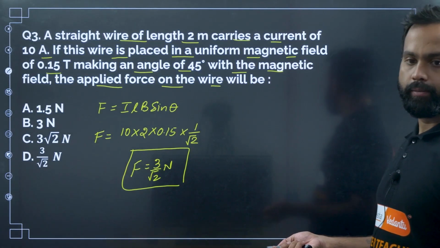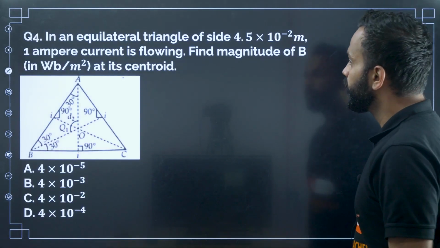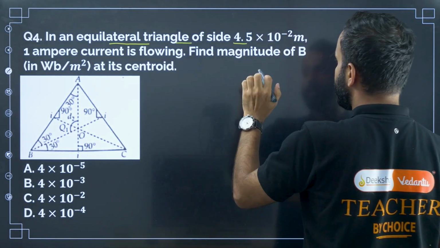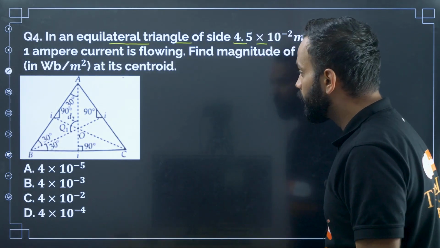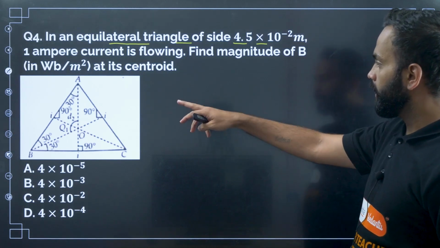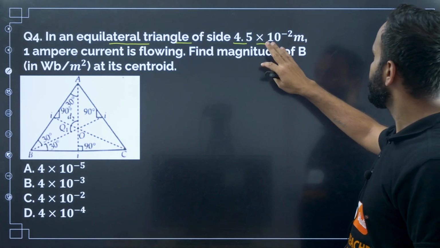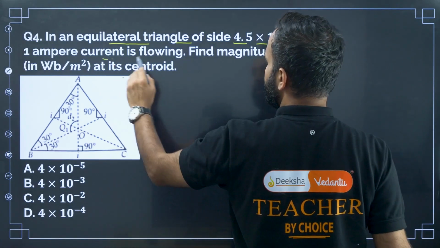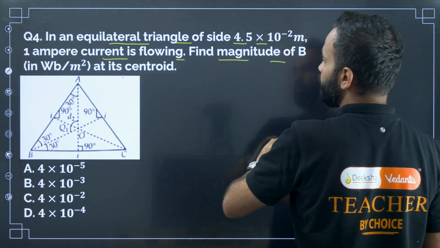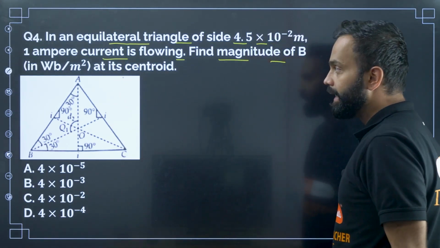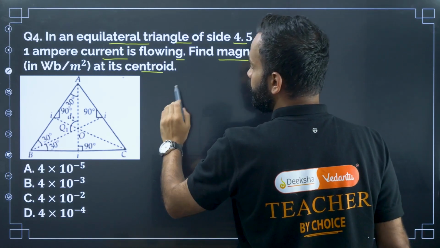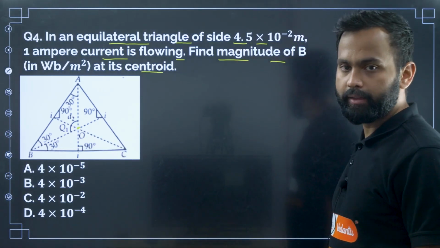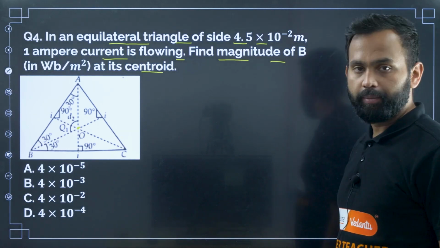Next question. Question number 4. In an equilateral triangle of side 4.5 into 10 to the power minus 2 meter, every side has this length, 1 ampere current is flowing. Find the magnitude of B at its centroid. We need to find the magnitude of the magnetic field at its centroid.